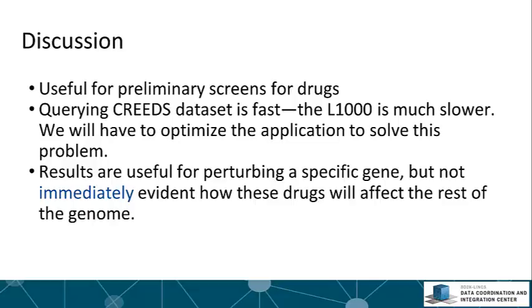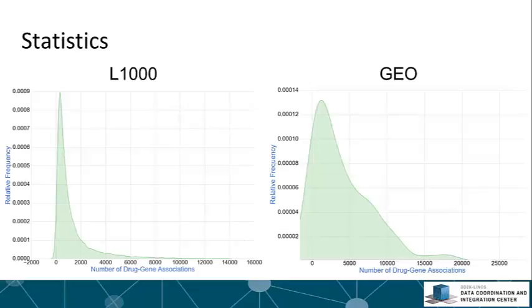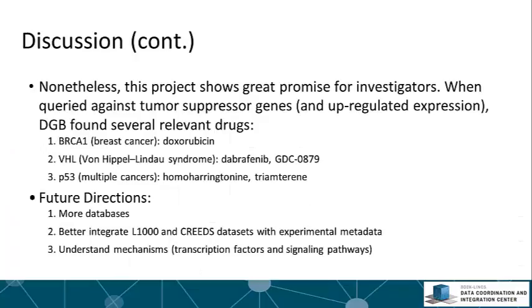Reading the CREDS data is fast, but the L1000 is much slower just because it's orders of magnitude larger. CREDS has 1 million rows in the table, and L1000 has about 200 million. And the results are useful for perturbing a specific gene, but it's not immediately evident how the drugs will affect the rest of the genome. If you go back to this figure, obviously, if you find some results here, oh, they'll affect your gene, but they'll also affect every other single gene. So that's something to look out for. Nonetheless, we still have great promise because it can still find relevant drugs.